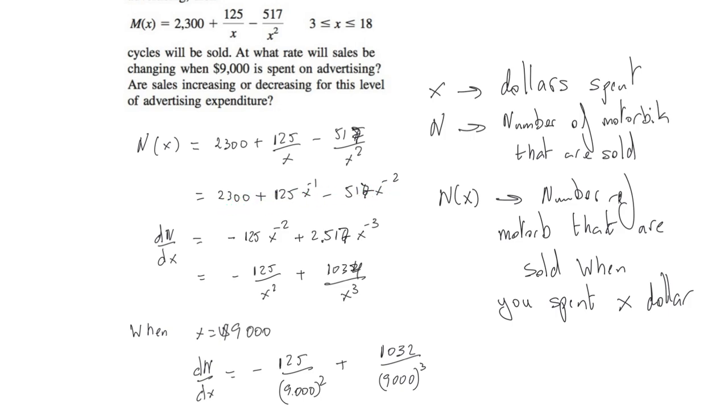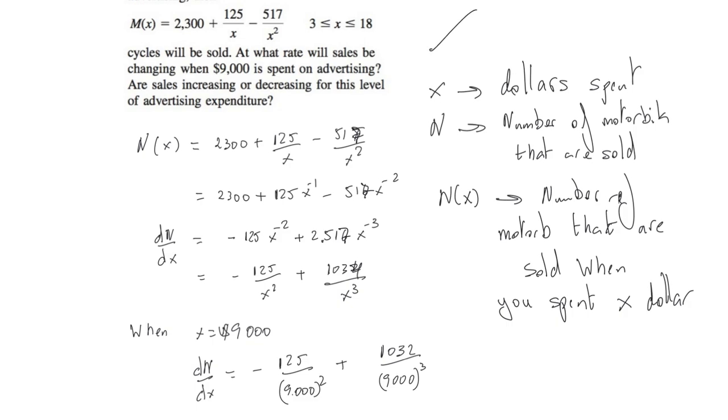So we want to see what is the slope when X equals 9,000. When you spend $9,000, what is the slope? If the slope is positive, it means that you are on a curve that is going up, like this.